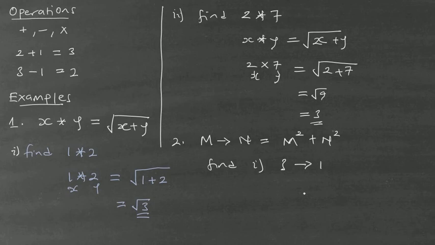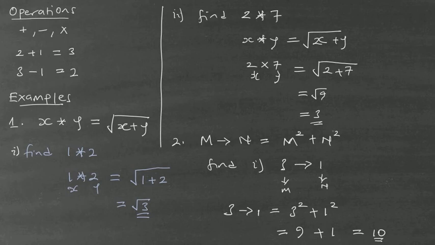So we just remember what this operation means. We go back to what was given. It says m arrow n is equal to m squared plus n squared. So this is our m, this is our n. We just substitute here. So 3 arrow 1 is equal to 3 squared plus 1 squared, and this gives us 9 plus 1, giving you 10.